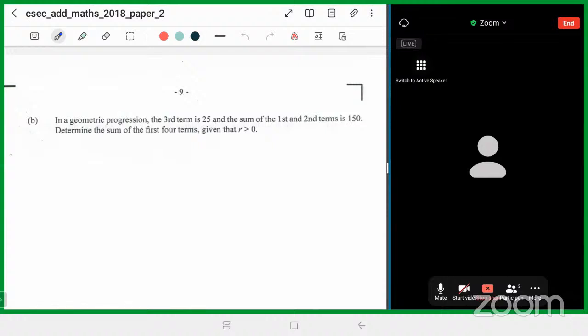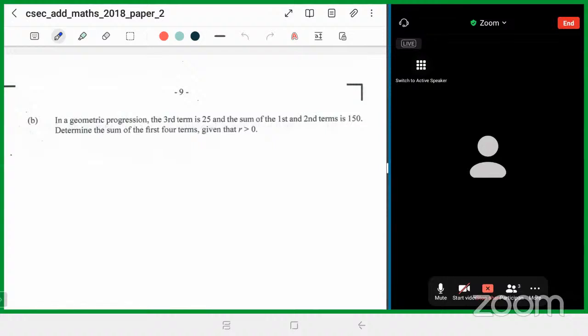What is the sum of two values? Now add them. What is the first term of a GP? A. What is the second term of a GP? A squared. No, man. A, then AR, then AR squared, then AR cubed. The first term is A. The second term, you multiply by R to get it. It's AR.